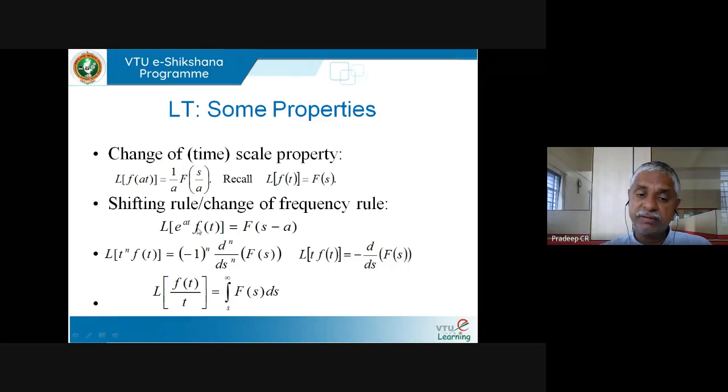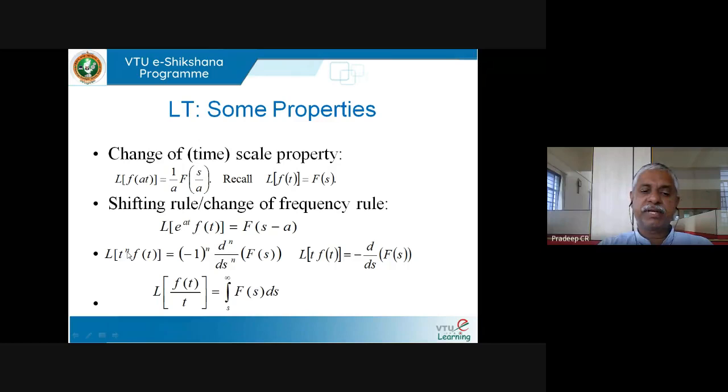If I know the Laplace of f of t, which is capital F of s, then the Laplace of e to the power at f of t is the same as the Laplace of f of t, but instead of s you write s minus a. Where did a come from? A is from e to the power at. This follows straight from the definition. The proof of it is very easy, straightforward. It's not in your syllabus, but please do it once.